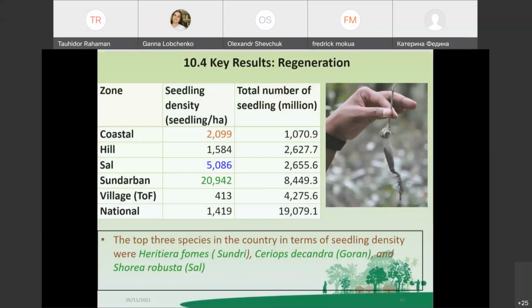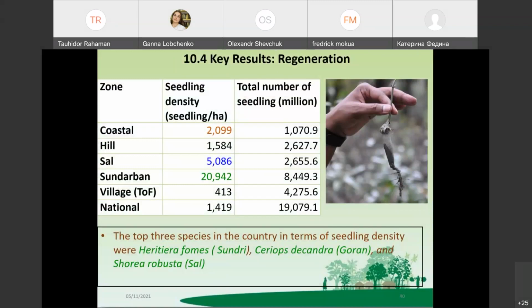Key results on regeneration have also been considered according to zone. Seedling density was highest in the Sundarban, at 20,942 seedlings per hectare. Actually, we counted all seedlings from 10 centimeter height up to a DBH less than 2 centimeters, so that is why we got this much. The second highest was in Chal.